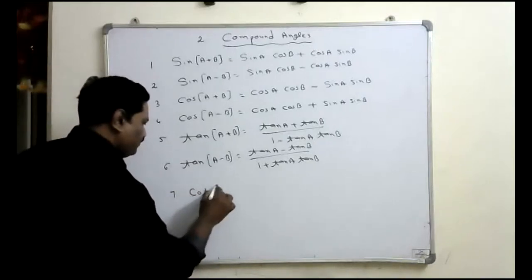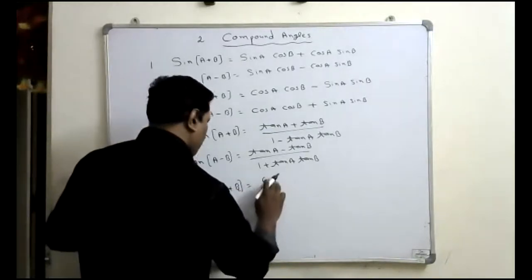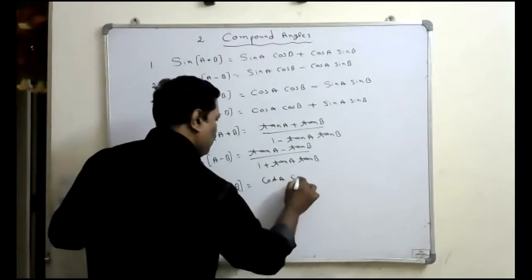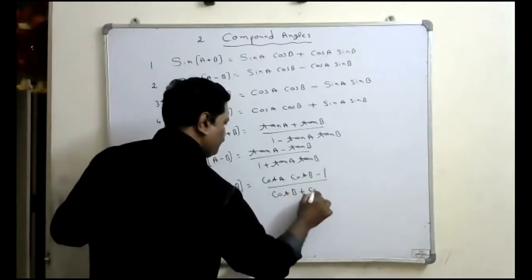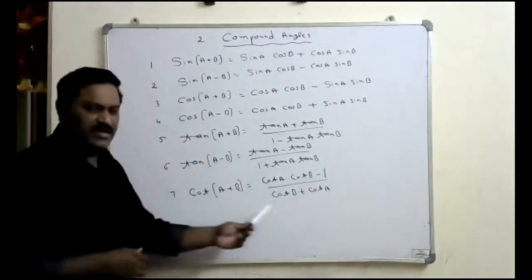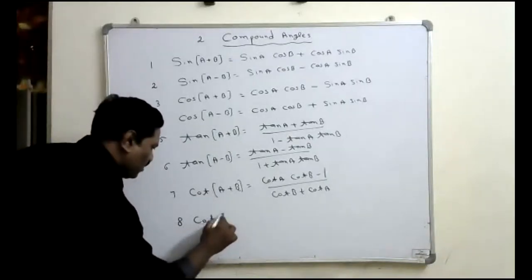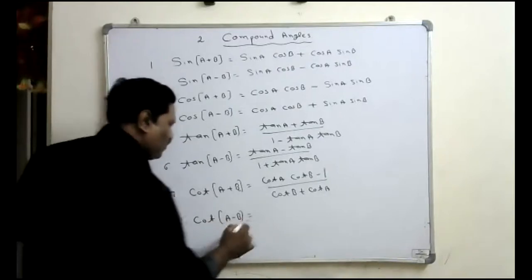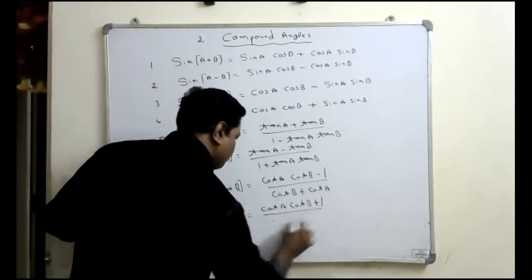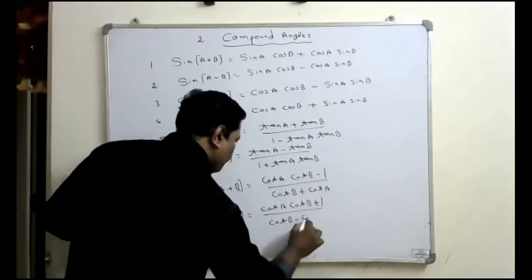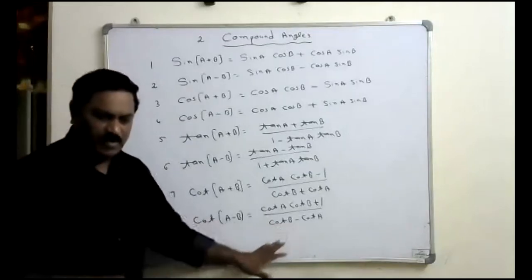Next, cot of A plus B. The formula for cot of A plus B is cot A cot B minus 1 upon cot B plus cot A. In the denominator, observe that first we get the angle B, then the angle A. This is the formula for cot of A plus B. Another formula is cot of A minus B, which is equal to cot A cot B plus 1 upon cot B minus cot A. Observe the denominator: first we get the angle B, then the angle A, not cot A minus cot B.